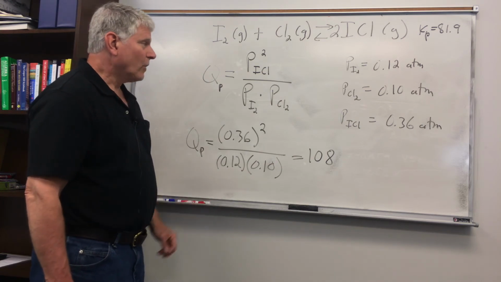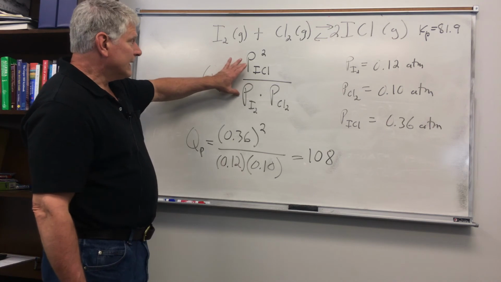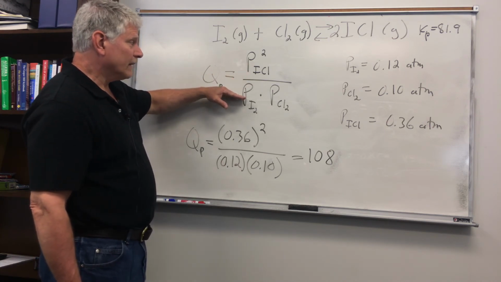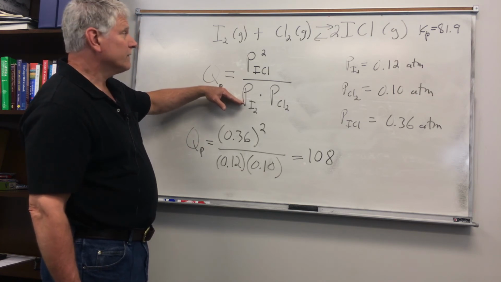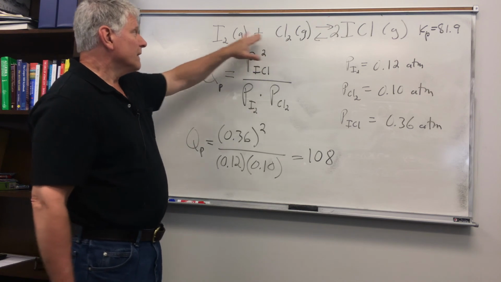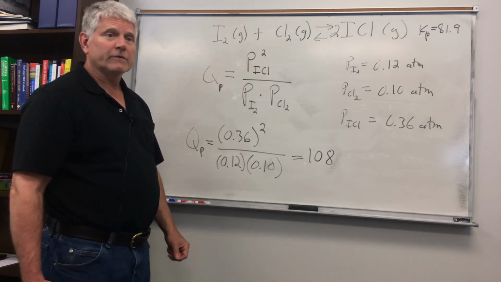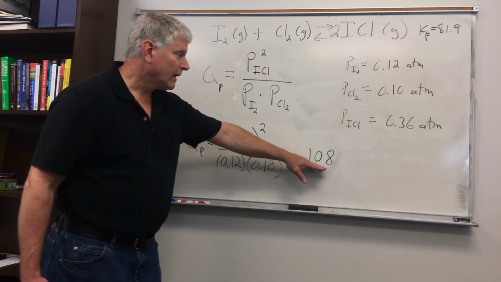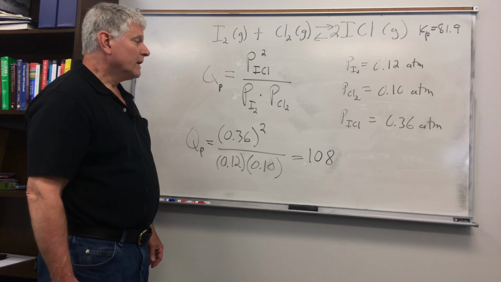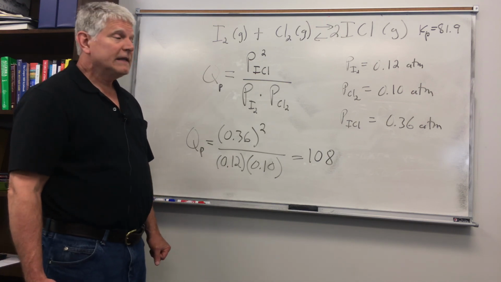If the reaction quotient is less than the equilibrium constant, that means that the reactant amounts are too big. We're dividing by a too big number, so the reaction will want to go forward to reduce the reactant pressures and increase the product pressure. So the reaction quotient, whether it's greater or less than the equilibrium constant, will tell us which way the reaction will proceed to achieve equilibrium.